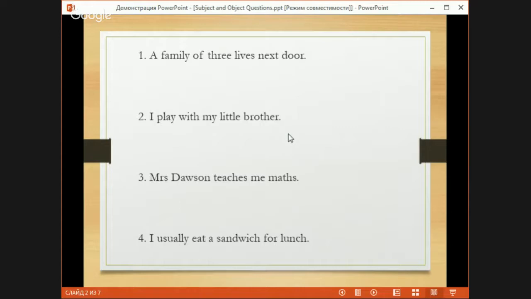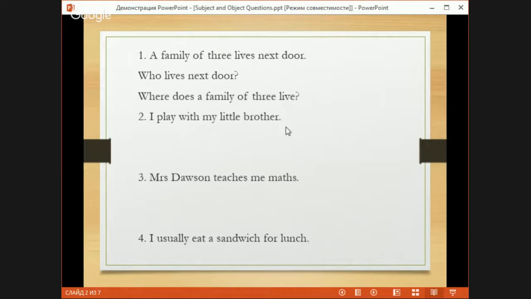We have here: a family of 3 lives next door. We have to create 2 questions, 1 subject and 1 object question. I will help you with this one. A family of 3 is the subject of the question. So we just close it and we create a question. Who lives next door? Next door is the object of the question, and we create it saying where, auxiliary verb does, a family of 3 live.